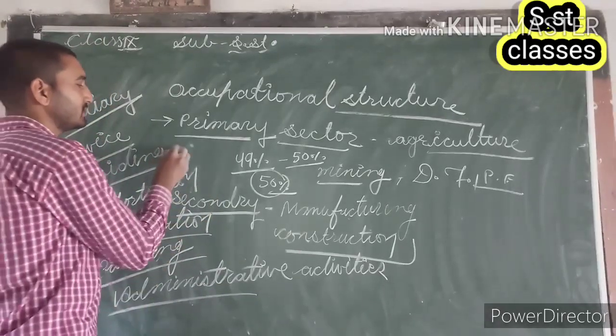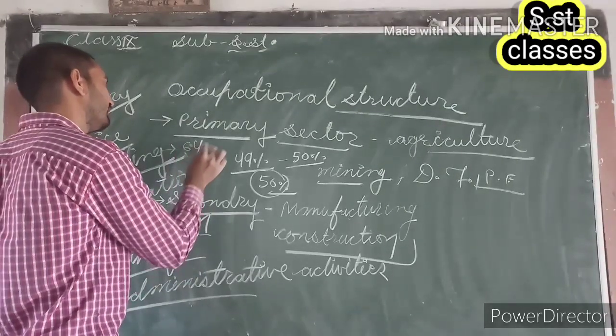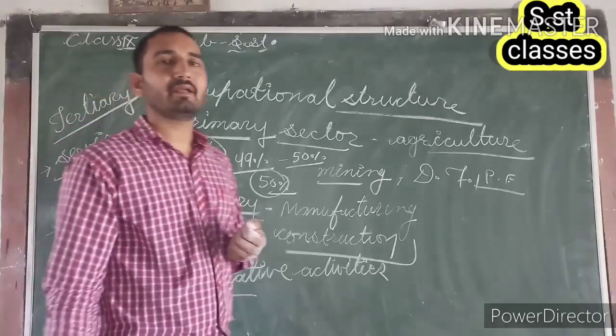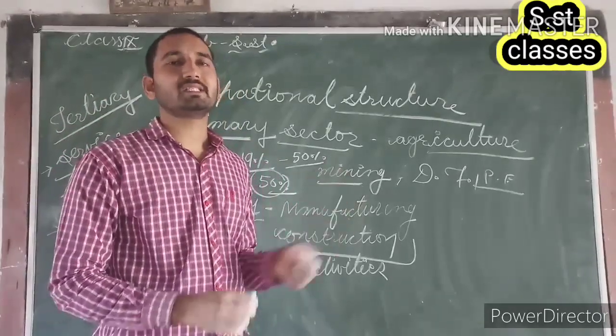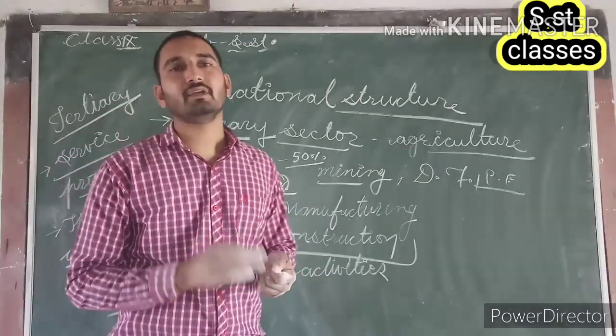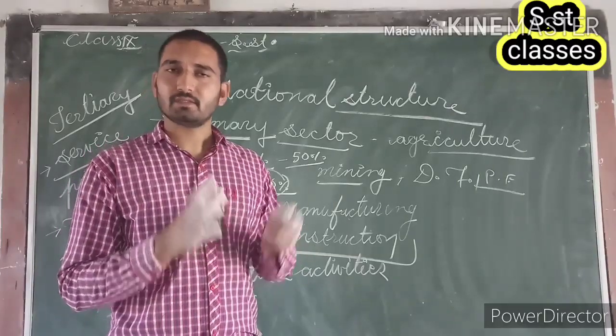And according to the census data of 2001, nearby 64% Indian population was depending on agriculture, means the primary sector of economy. Okay, so this is the contribution of various sectors of economy in providing employment. Okay, so is that clear?